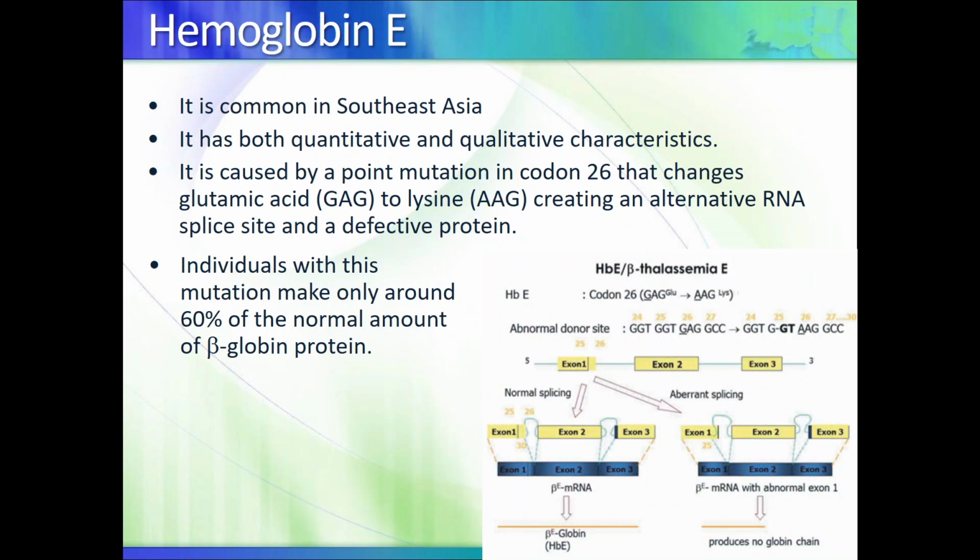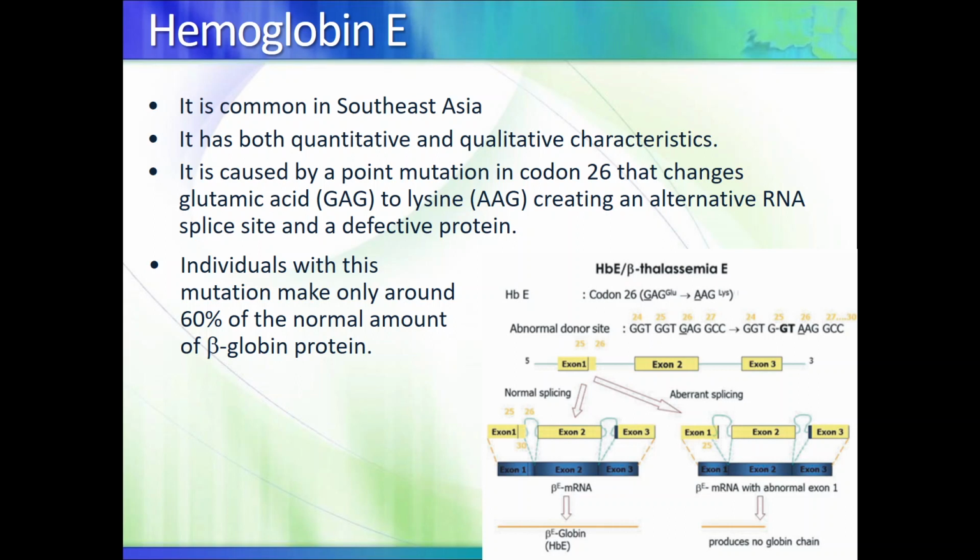Now, let's talk about HbE. HbE is relevant for us because it's common in Southeast Asia. So if you have someone in the house from Indonesia, there's a good chance that they might have hemoglobin E. Now, there are no clinical symptoms whatsoever, so these individuals are normal. HbE results from a point mutation in codon 26. It changes glutamate to lysine, but that does not really change the structure of the molecule. But what you have here is it has both quantitative and qualitative characteristics. So it is qualitative because the amino acid is mutated, and it's quantitative because the amount of hemoglobin present in red blood cells is 60% of the normal amount of beta globin.